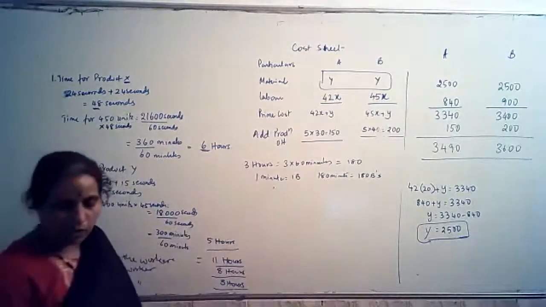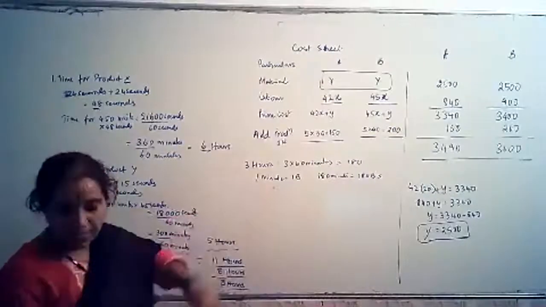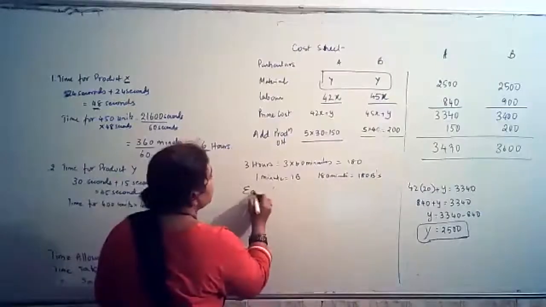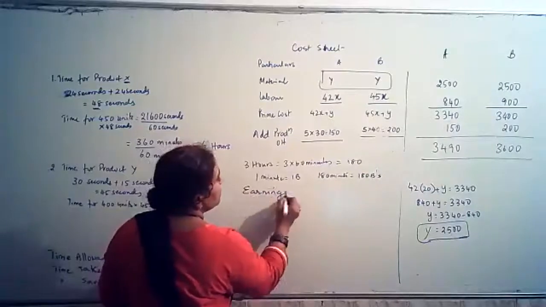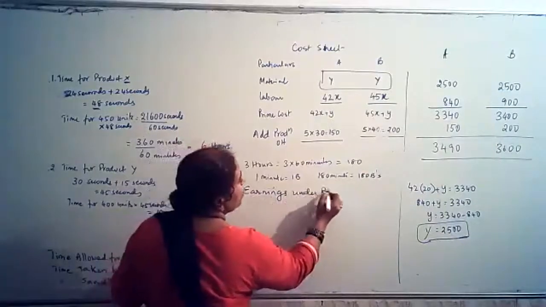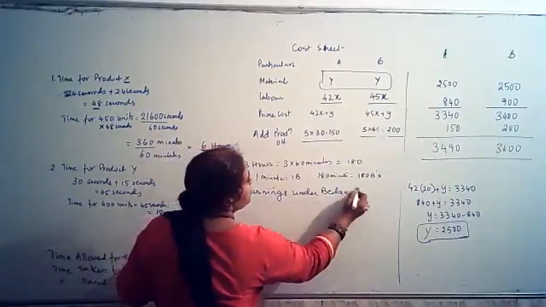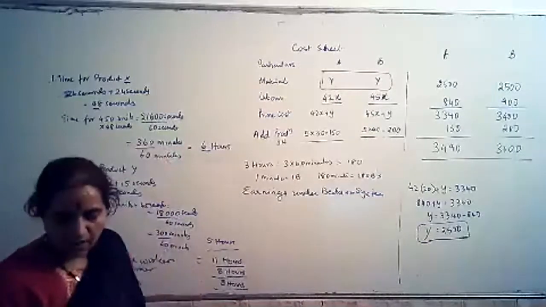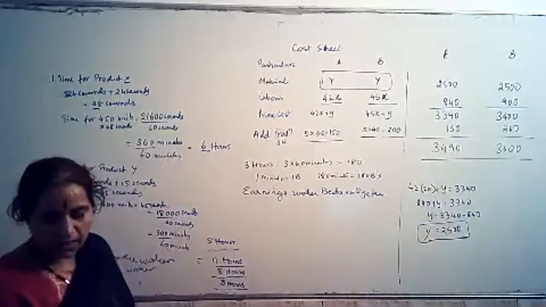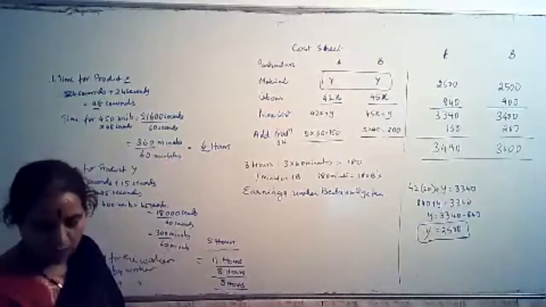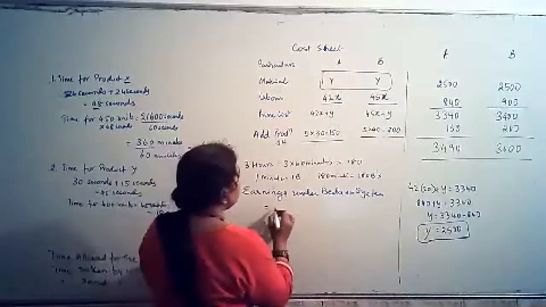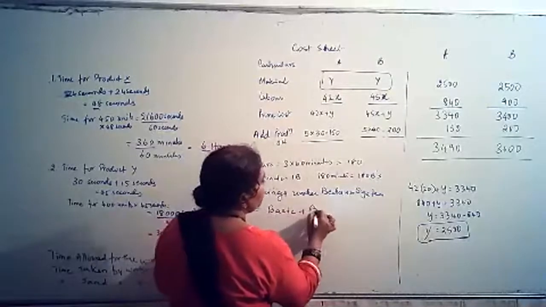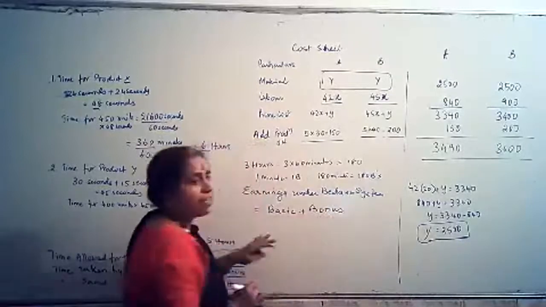So let's now calculate. Now we have already found out how many B's are there. Let's now calculate the earnings under the BDOX system. How do you calculate under the BDOX system? First and foremost, earnings is equal to basic plus bonus. So write down, this is equal to basic plus bonus.